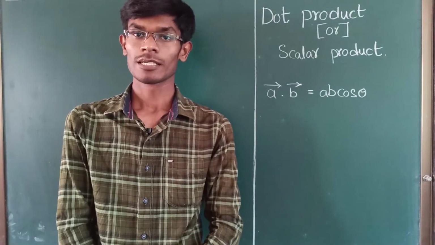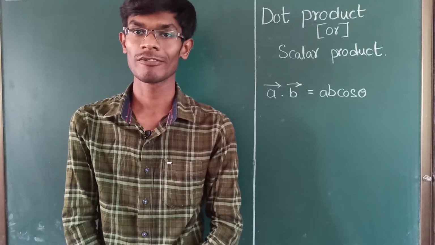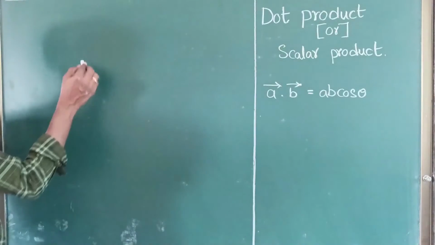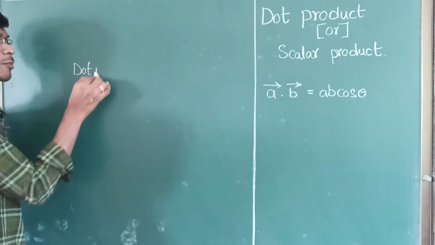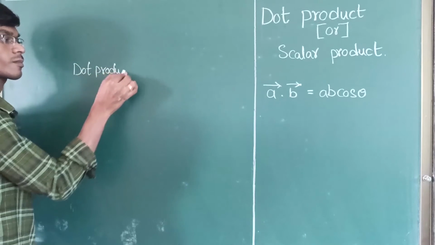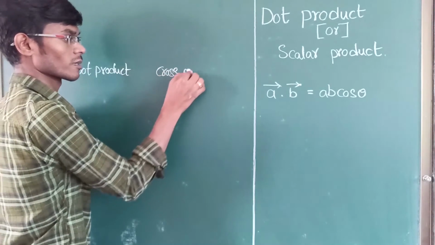Very happy morning, students. Today we are going to discuss the product of vectors. Vectors have been classified into two categories: one is dot product and another one is cross product.